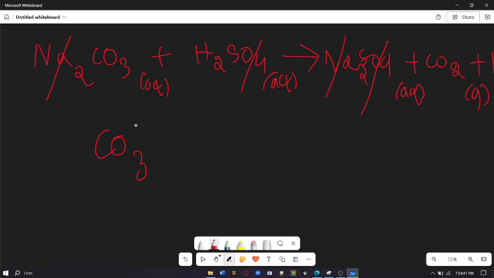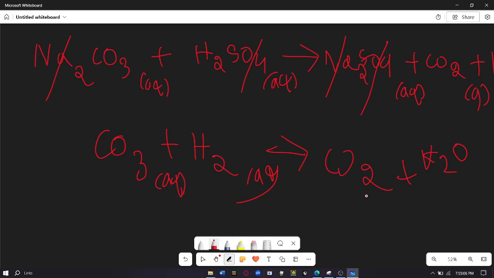I'm going to give the charge for carbonate, plus H2. The charge for H2 is equals to CO2 plus H2O. You have to state symbols. This one is going to be aq, this one is also going to be aq. This one is just a gas, and this one is a liquid.